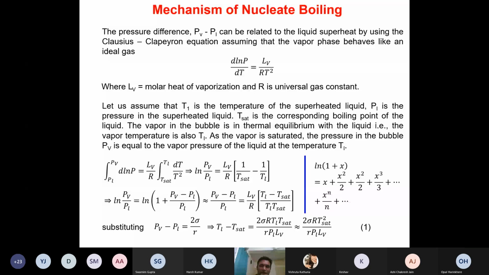So this Clausius-Clapeyron equation is integrated for the given system where there is a bubble present in the liquid. The pressure inside the bubble is PV, the pressure inside the liquid is PL, the temperature inside the bubble is going to be the saturation temperature Tsat, whereas the temperature inside the liquid is going to be TL. Okay, so we can integrate this particular equation between these two limits. So this is what has been done here.